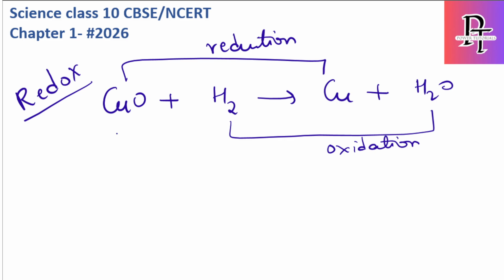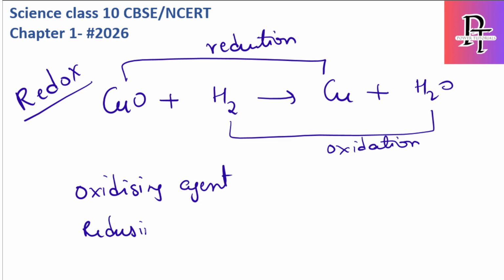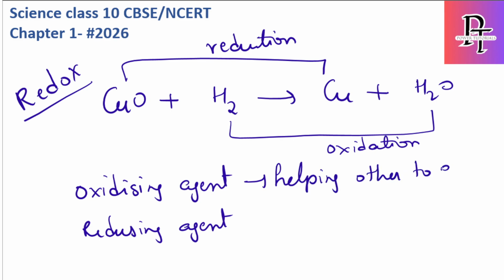So we have one important point here, oxidizing agent and reducing agent. So what is an oxidizing agent? An oxidizing agent is the one which is helping others to get oxidized, whereas a reducing agent is the one which is helping others to get reduced.